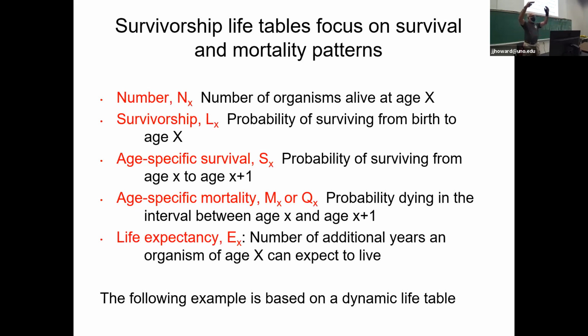So that's from birth to some age. The next couple of things, however, are from one time period to another time period. So age-specific survival, or S sub X, is the probability of surviving from age X to the next age, X plus 1. So S20 would be the probability of surviving from age 20 to age 21.